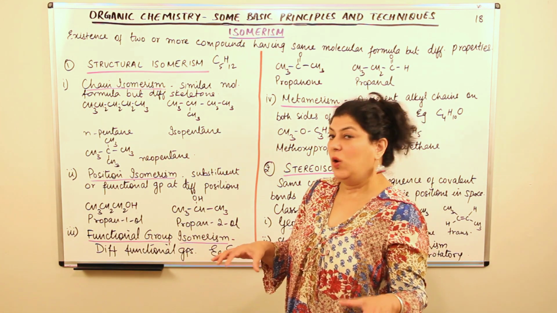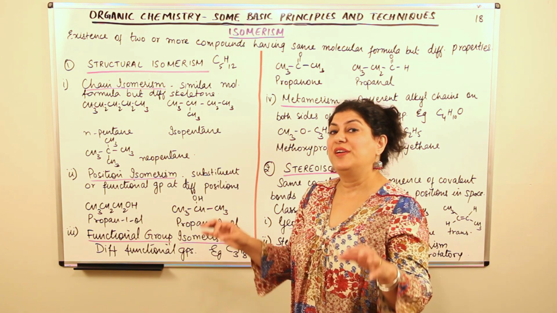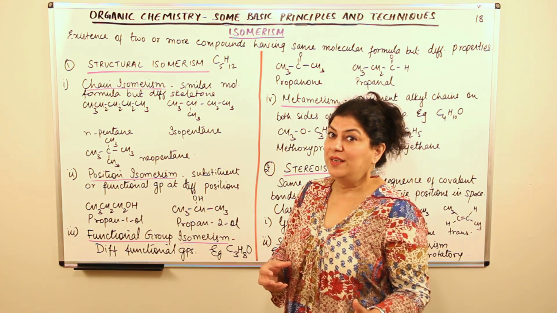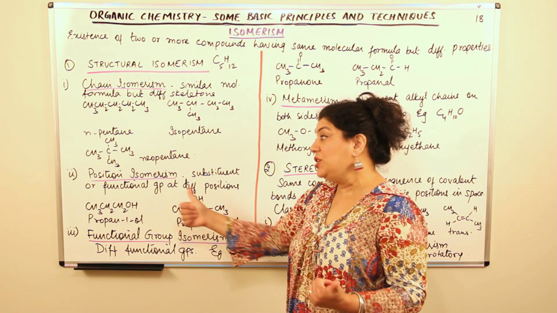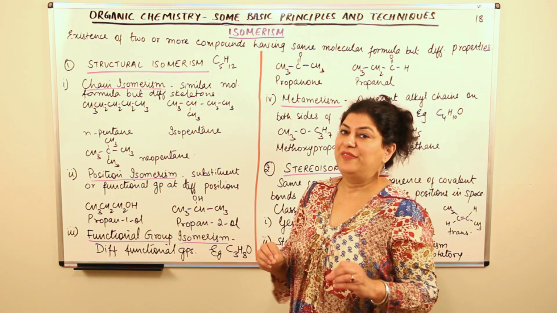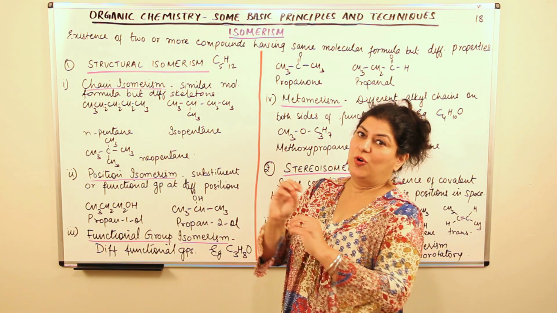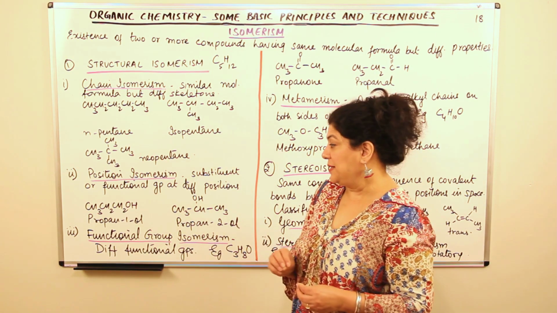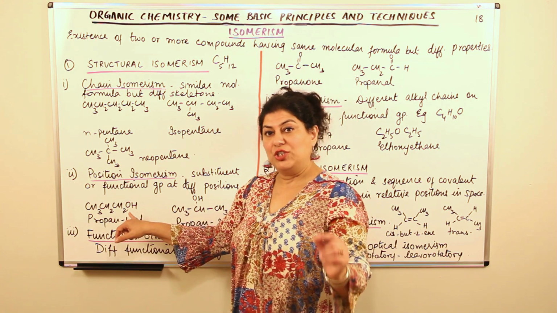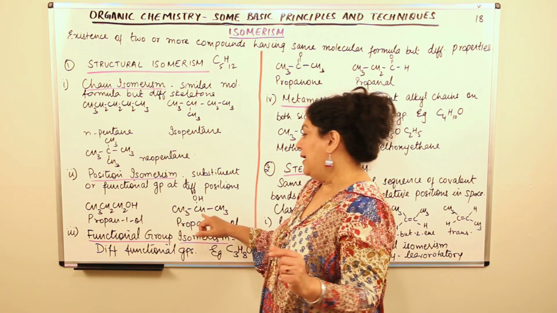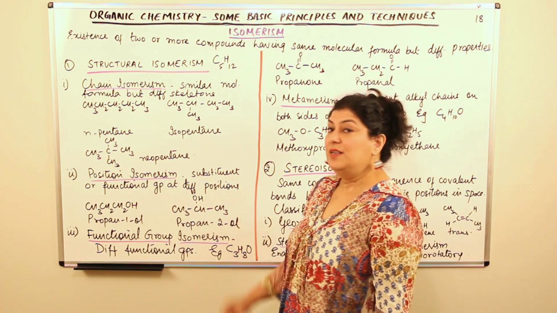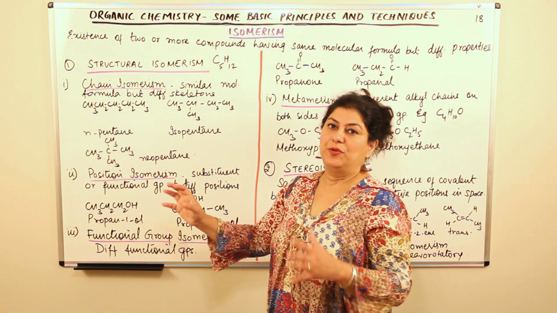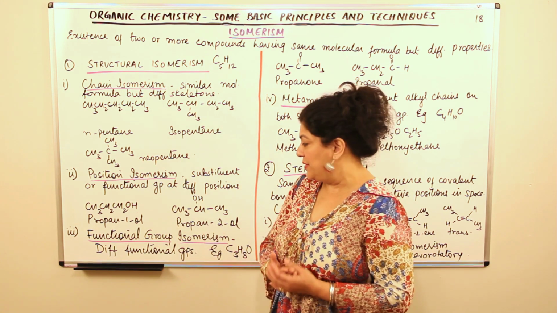Now propan-1-ol and propan-2-ol are different compounds, although their formula is the same. Why are they isomers? They are position isomers because the only difference is the position at which the functional group is present. In propan-1-ol, the functional group is on the first carbon, and in propan-2-ol, it is on the second carbon. You can practice lots of questions where you can see which kind of isomerism it is.